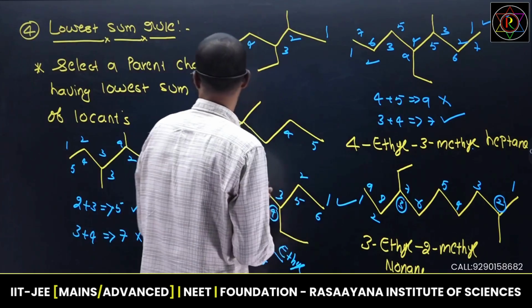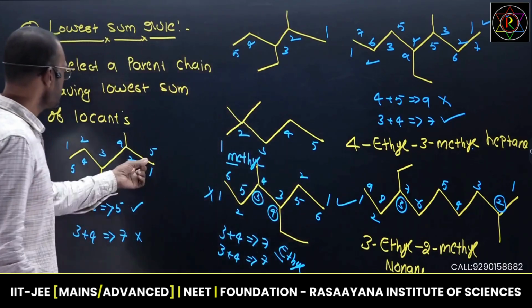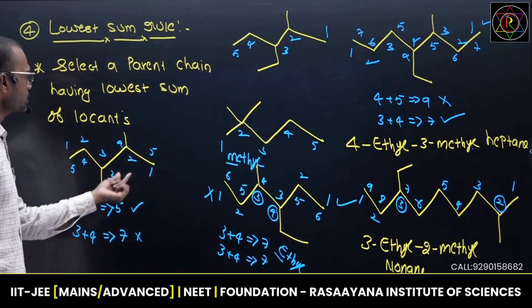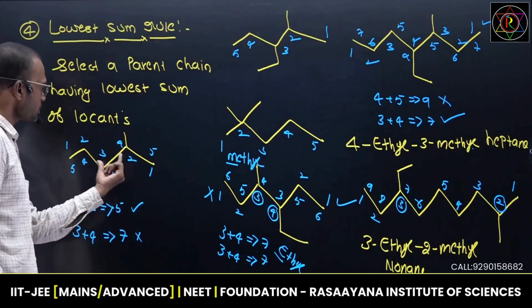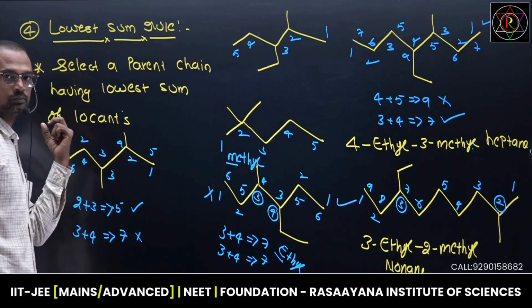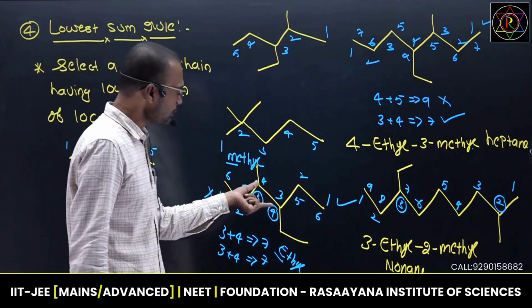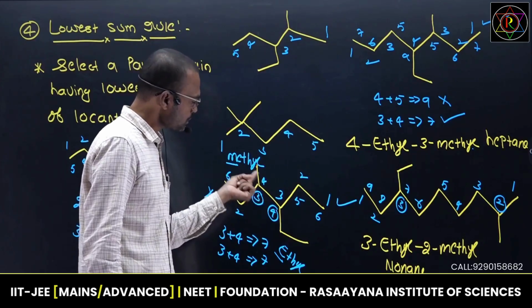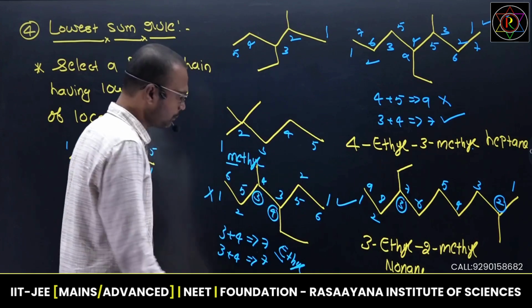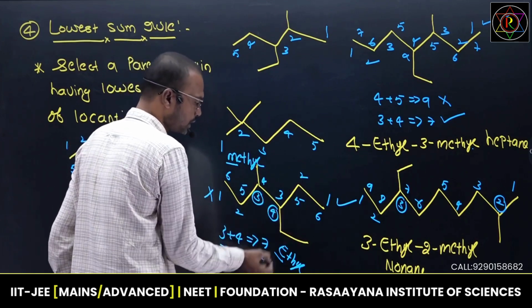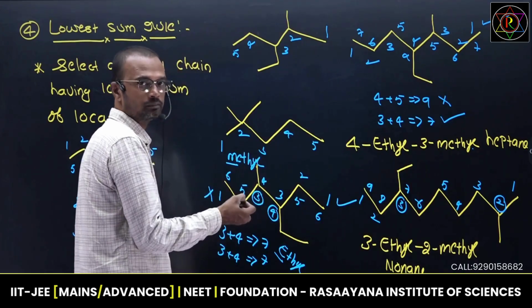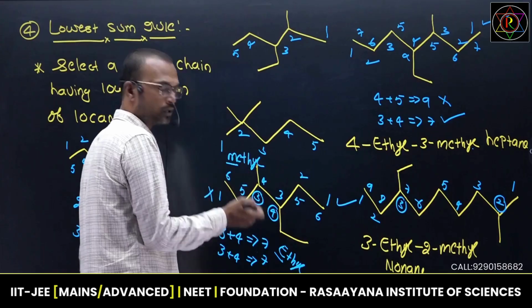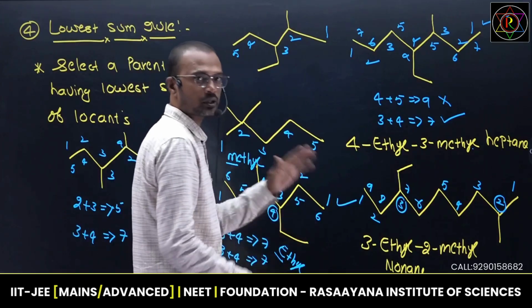So two points you need to remember for the lowest sum rule. Select the longest carbon chain in which the sum of locants carries the lowest number. It may be similar substitution or dissimilar substitution. Suppose the sum of locants is the same in both directions and the substitutions are different. At that time, we need to select a parent chain such that the substituents' starting letters follow alphabetical order. Means we need to follow alphabetical order for substituents while giving nomenclature.